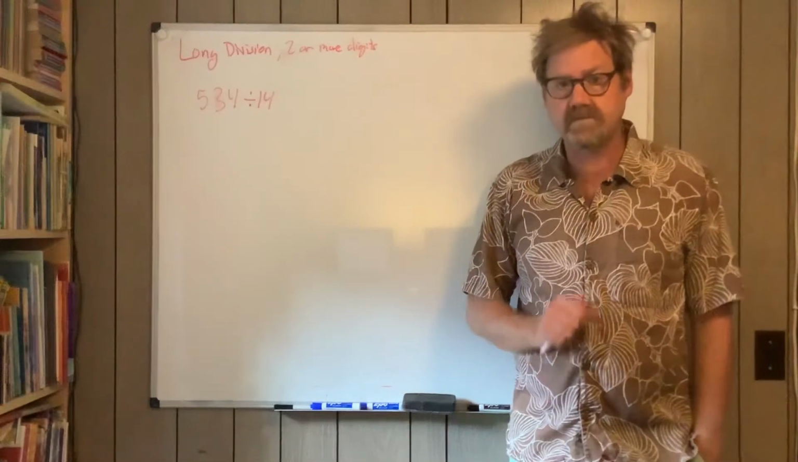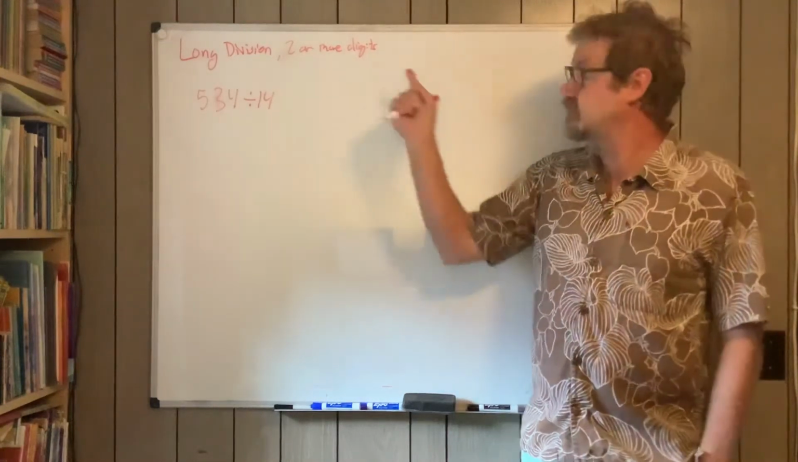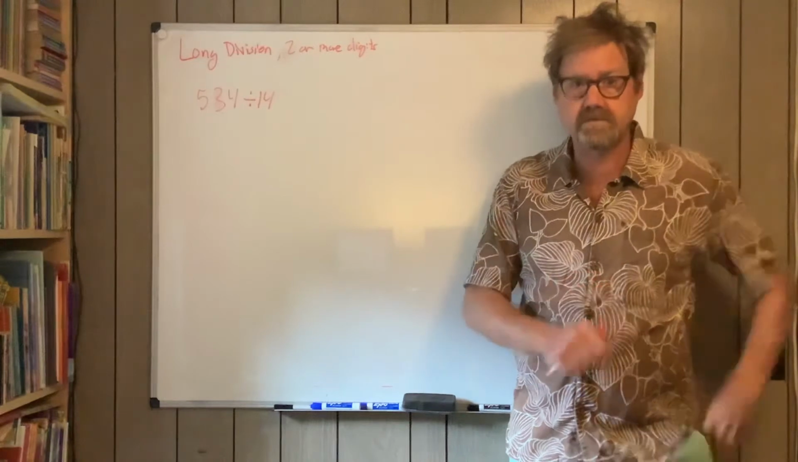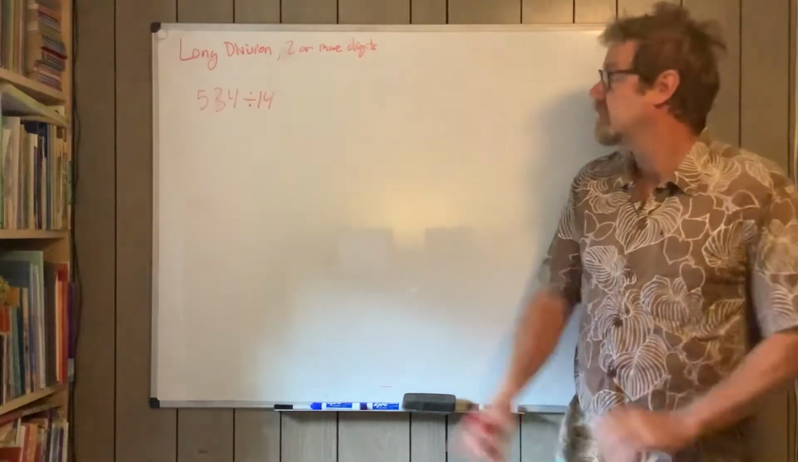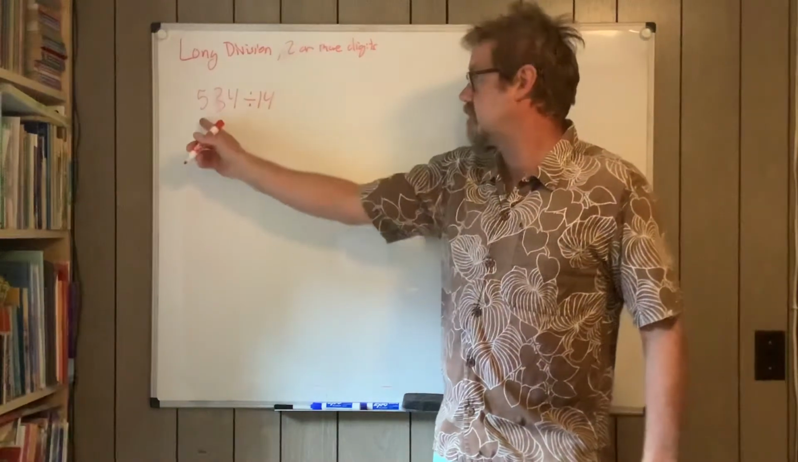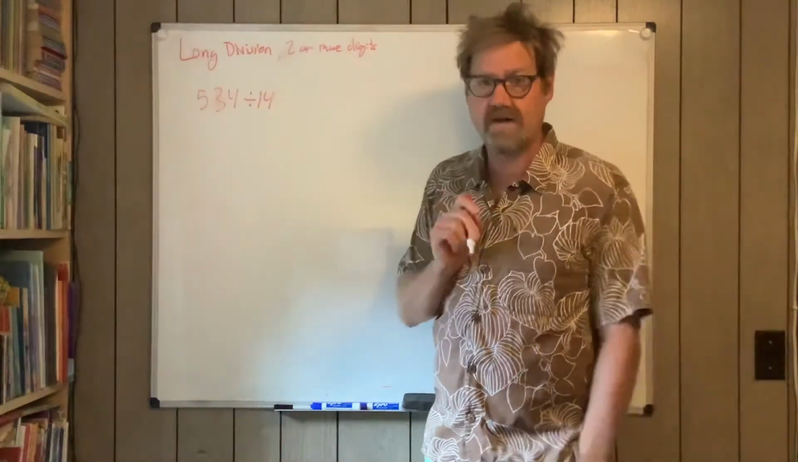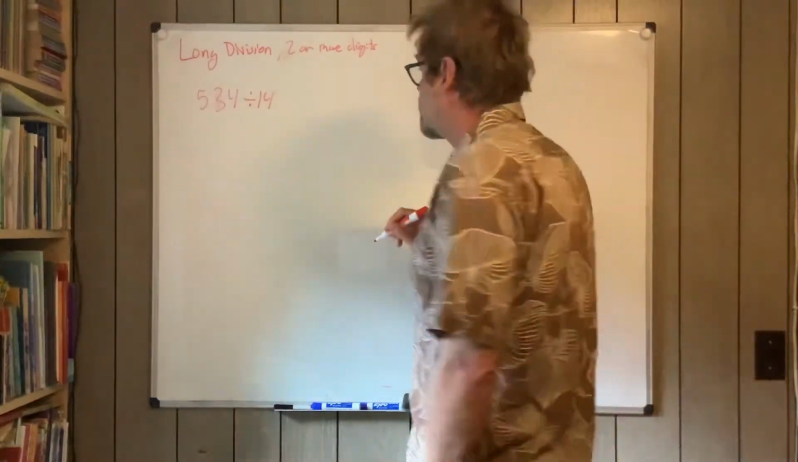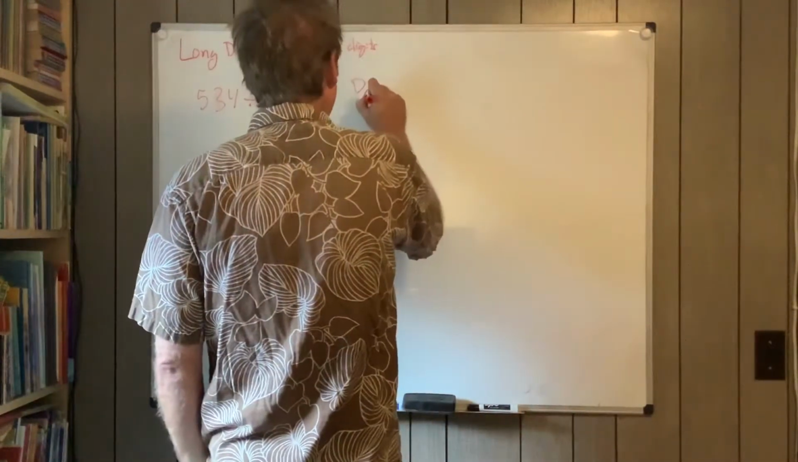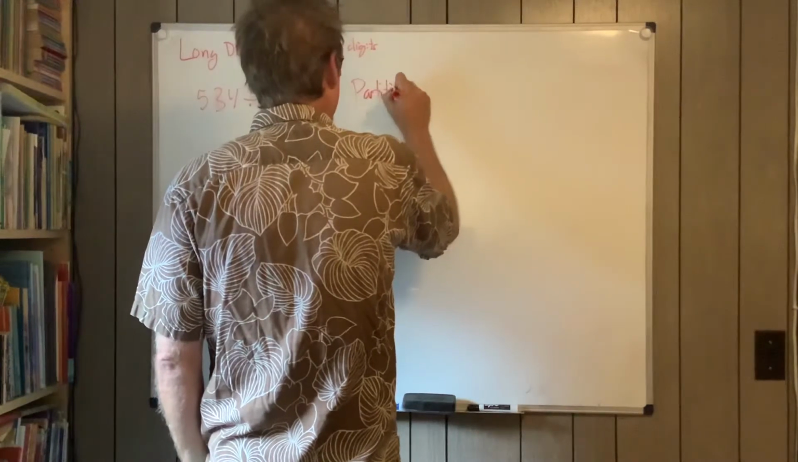All right, so this is on long division when we have two or more digits. The previous video was talking about a single digit divisor, and now if I'm dividing some number by two or more digits, how is it we take care of that? I'm first of all going to think about this like we did before, in a partitive way.